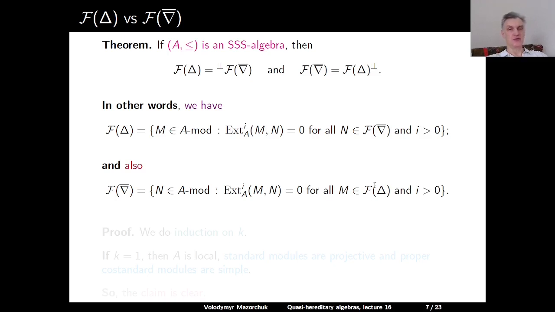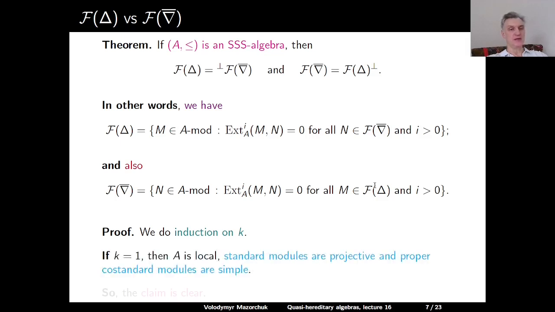So the major part of today's lecture will be devoted to the proof of this theorem. And our proof goes by induction on k, the number of simple modules. If k is 1, then A is a local algebra, the standard modules are projectives, and proper costandard modules are simples. So F nabla overlined is just A-mod filtered by simples, and F delta is just A projective modules. So in this case, the claim of the theorem is clear.